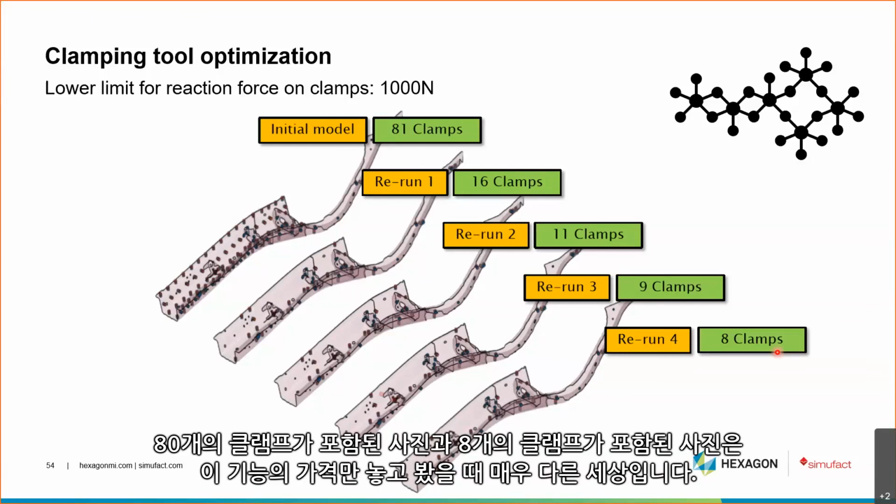I mean a fixture with 80 clamps and a fixture with 8 clamps, just from the point of view of the price of this fixture, are two very different worlds.